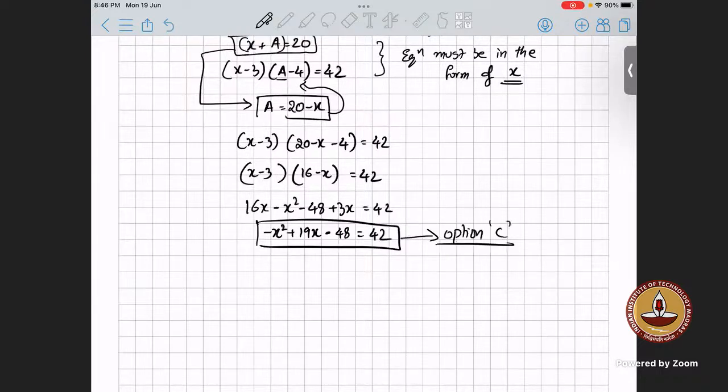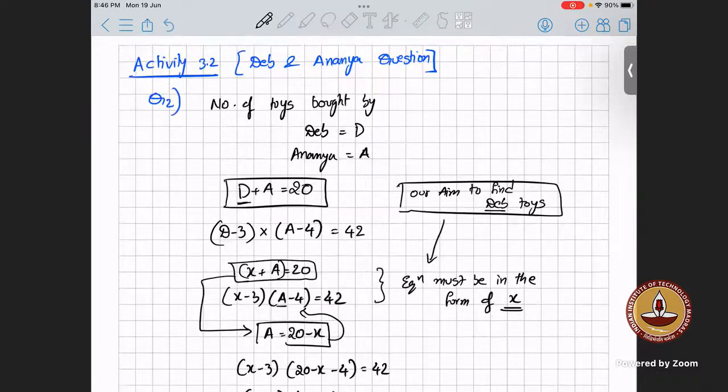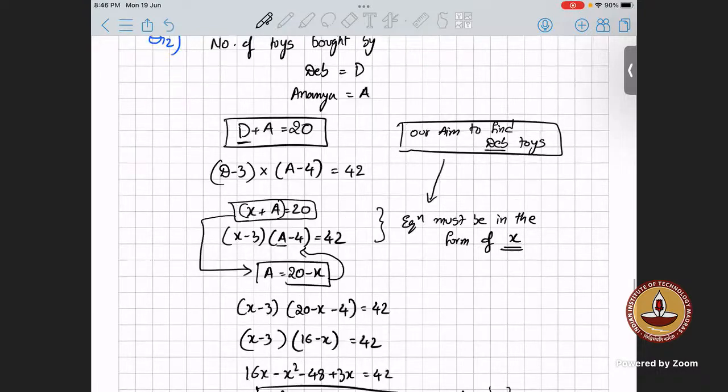Yes, this is a way how you can find the quadratic equations when they give you some case like some portion. Now let us move on to the next part.